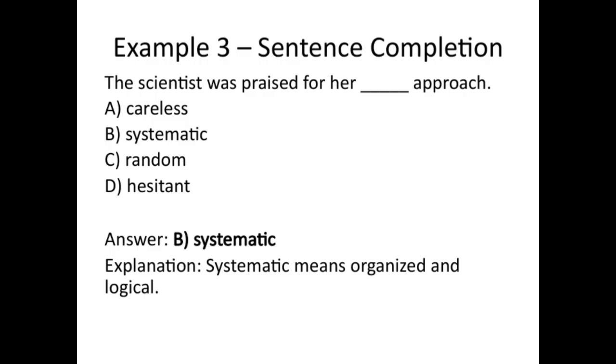Yes, it's B, systematic. The word systematic means organized and logical, which is exactly what we want in a scientific approach. A systematic method shows thoroughness and structure, leading to reliable results. This highlights the importance of being organized and methodical in research. So the key takeaway here is that being systematic, meaning organized and logical, often earns praise in scientific work because it ensures clarity and accuracy. This ties into our overall theme of effective research strategies and best practices.